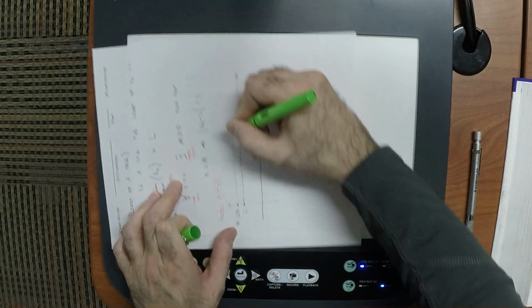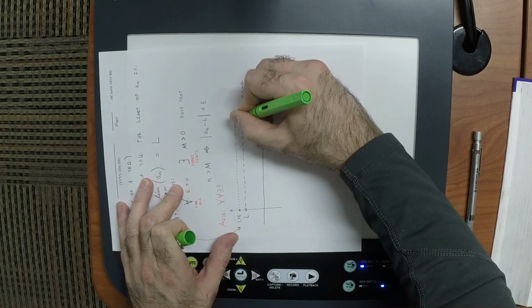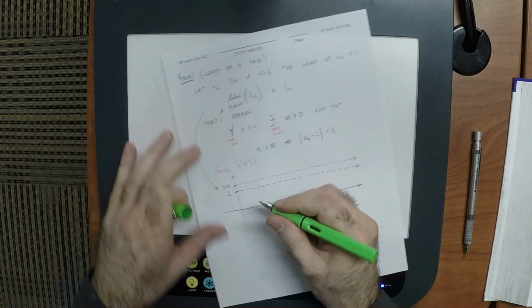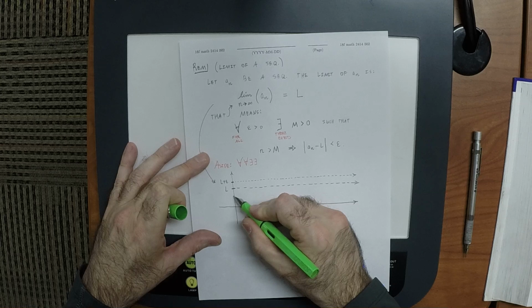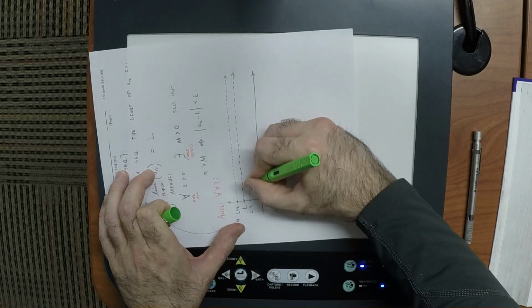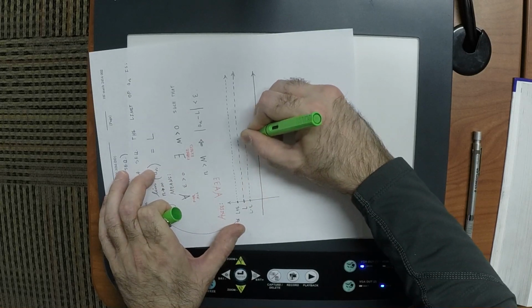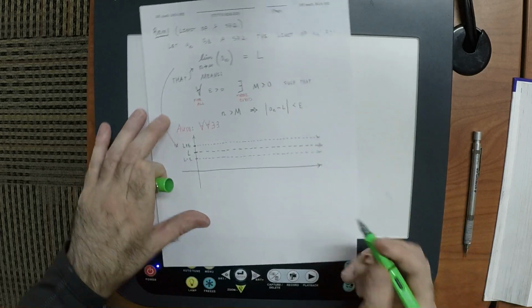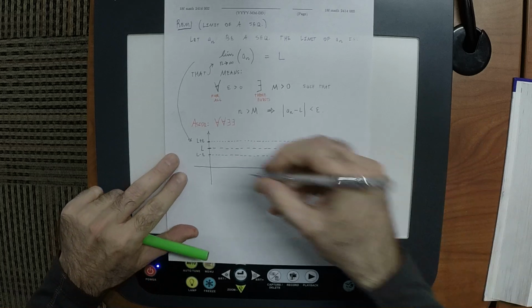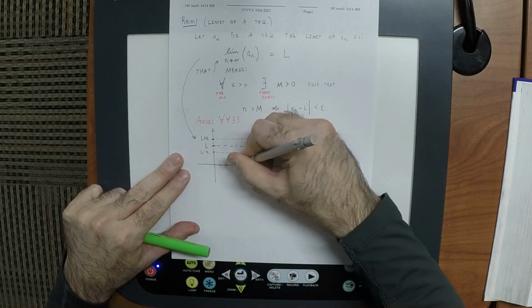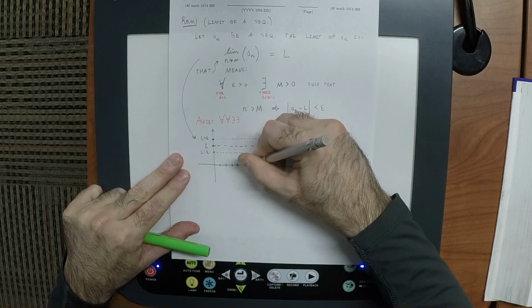So that's the max. That's the biggest. I'm supposed to find a place where that's the biggest that the sequence ever is from some point on. And then what's the smallest it's allowed to be? L minus epsilon. And so, here's the deal: I take all these inputs here. So it's defined on the naturals.